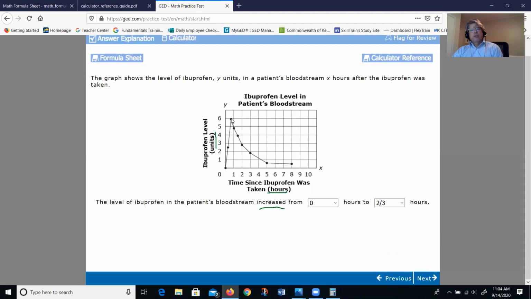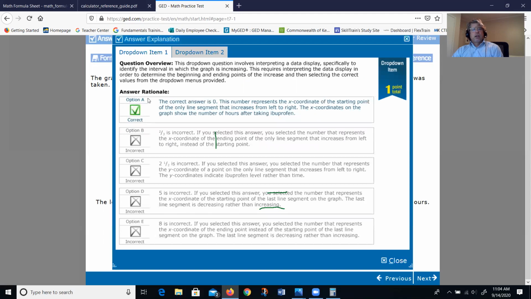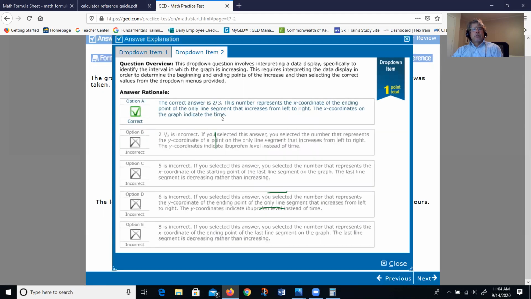So watch out, because that 6 will bait you a little bit. But that's not the hours, that's the units. I have to be focusing on the numbers along the x-axis, the horizontal axis. So we check that, and we'll see that A, drop item down 1 was 0, and drop down item 2 was the 2/3. So that does check out.